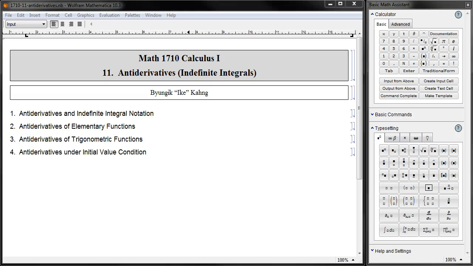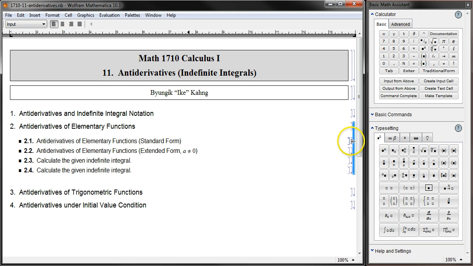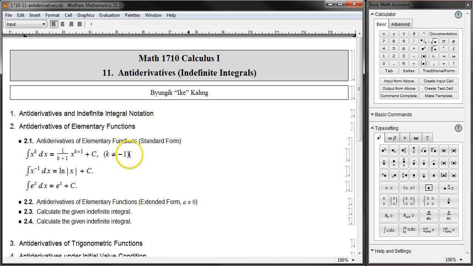Hello again, students. In the previous video, we did some computation, but those were all very elementary computations. Let's go one step further. We had been using these rules over and over again, especially the first one.